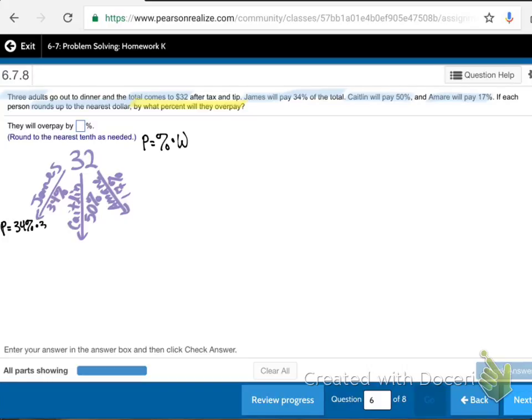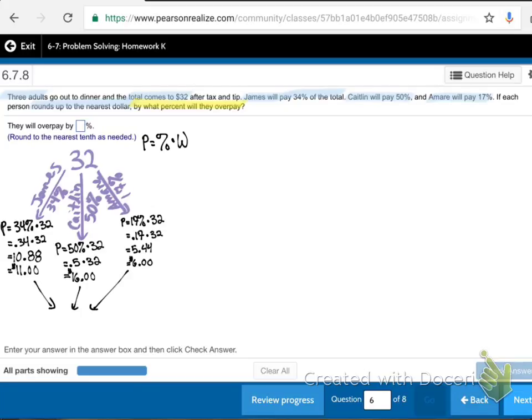So James, 34% times 32, that's 0.34 times 32, which is $10.88, round up to the nearest dollar, $11. Caitlin, same thing, 50% times 32, 0.5 times 32, $16 even, no rounding needed. And Amari does 17% times 32, so 0.17 times 32, $5.44, rounds up to $6. Rounds up to the nearest dollar, okay? So, now if we combine everyone's contributions, we get $33, all right?